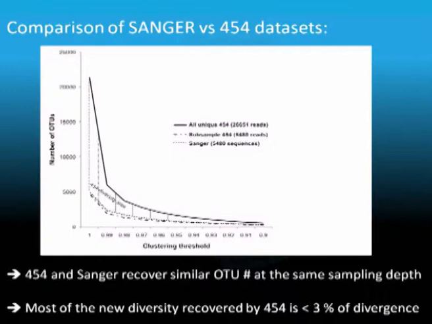So then we subsampled this 454 dataset to the same size as the Sanger dataset we had. And if Sanger data and 454 data have the same size, at least for this dataset, we were getting similar diversity estimates. So 454 and Sanger recover similar OTUs at the same sampling depth. So this would be the area of extra diversity that you might recover using 454.